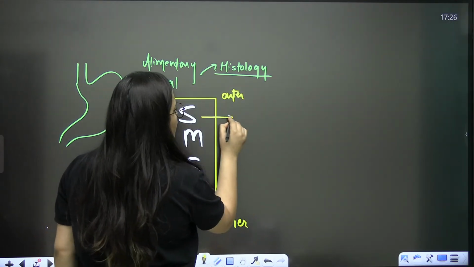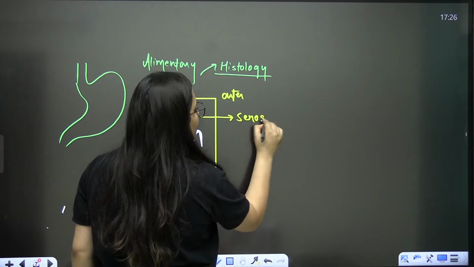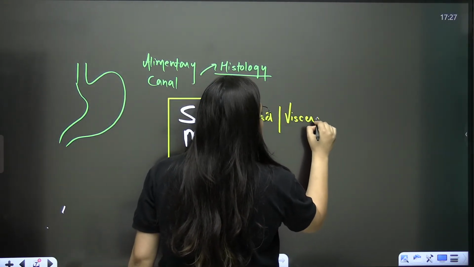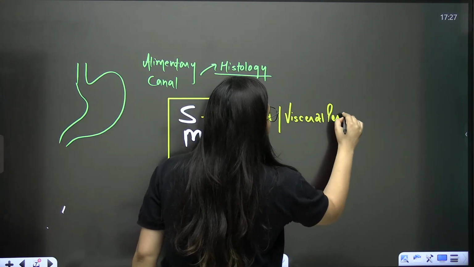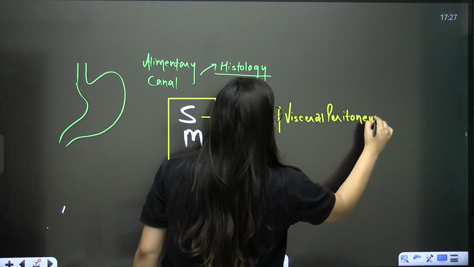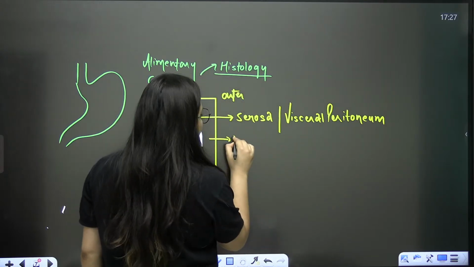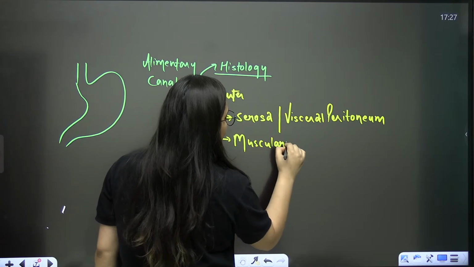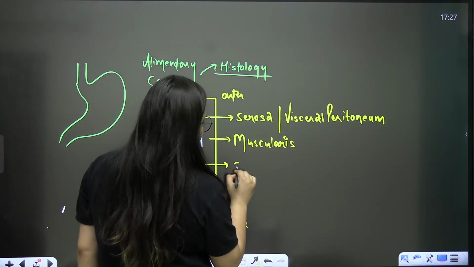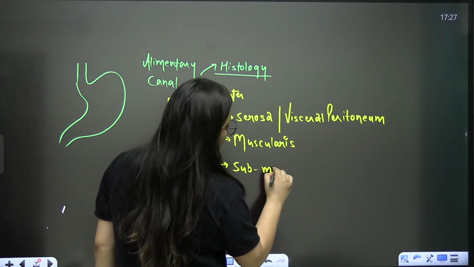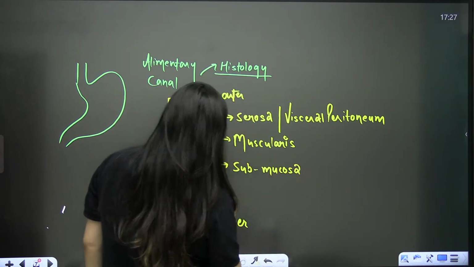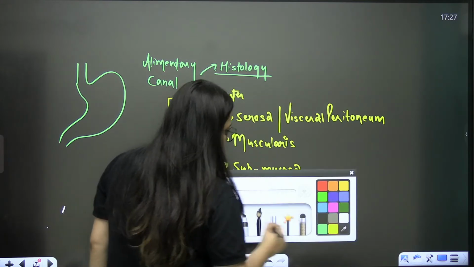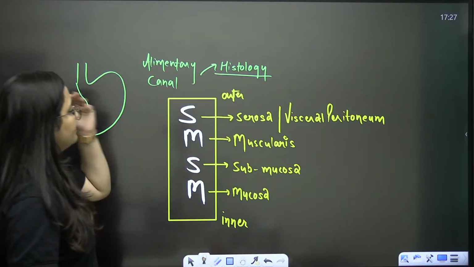Here you will see serosa, which is also known as visceral peritoneum. M stands for muscularis, meaning muscles are present there. S stands for submucosa, and the last M stands for mucosa. The innermost layer is the mucosa.